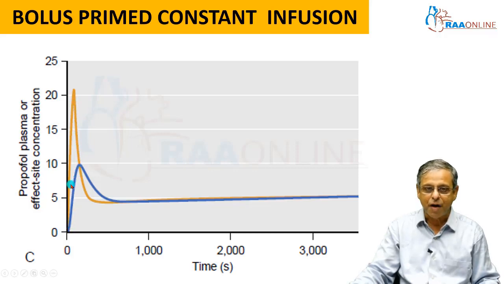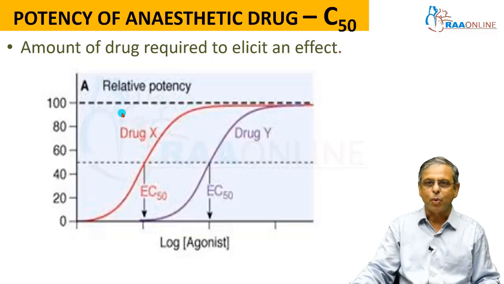Therefore, you will find that right throughout the procedure, from the time you started the bolus, the concentration is effective to produce adequate anesthesia and to do surgery. So a bolus primed constant infusion seems to be the best method of using only intravenous anesthetics to produce and maintain anesthesia. Now each anesthetic drug has its own potency, which is called effective dose 50, or C50.